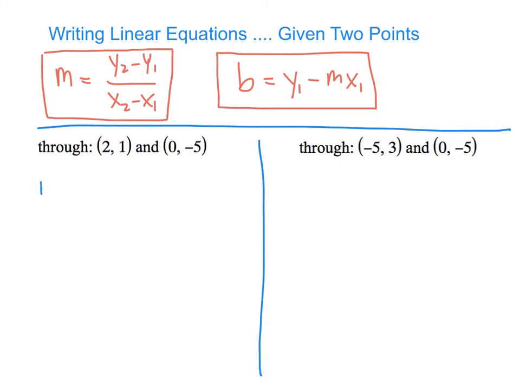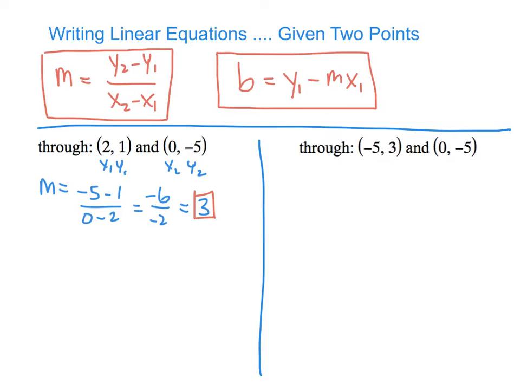So first we'll get the slope equation, which is y2 minus y1 over x2 minus x1. So I need to label these. This is x1, y1. Remember, x and y go together. And this is x2 and y2. X and y go together. The equation would then be y2 minus y1 over x2 minus x1. Negative 5 minus 1 is negative 6. And 0 minus 2 is negative 2. That works out to be a 3. So my slope m is 3.